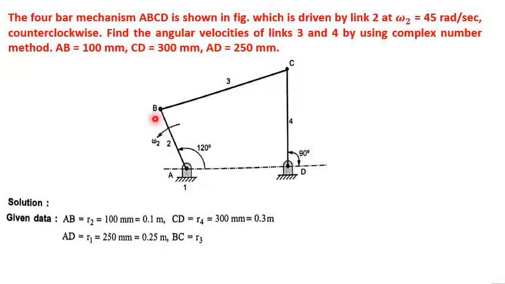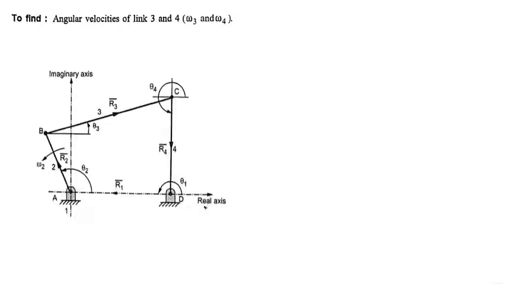Next, BC is the coupler, so its length R3 is not given, and the omega 2 value is given, that is, the angular velocity of link 2 is 45 radians per second. So here we have to find the angular velocities of links 3 and 4, which are nothing but omega 3 and omega 4.